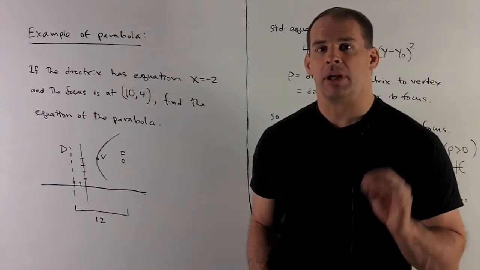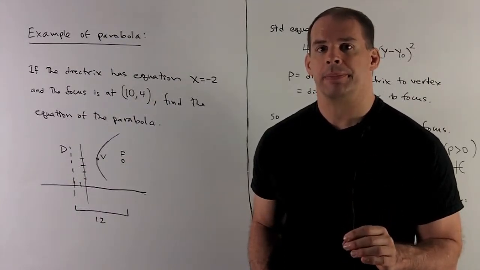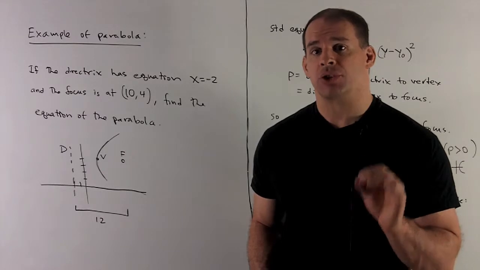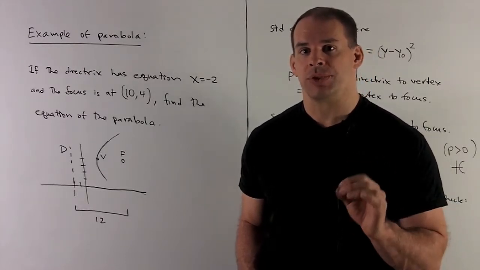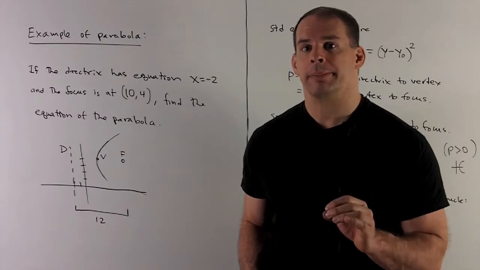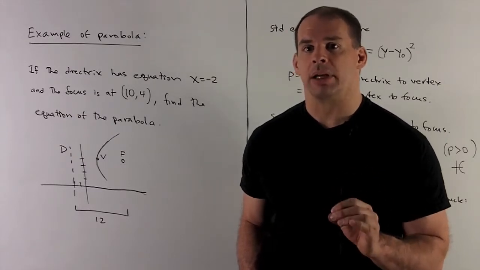Here's another example of the equation of a parabola. So our parabola has directrix x equal to minus 2 and focus equal to the point (10, 4). Find the equation of the parabola.